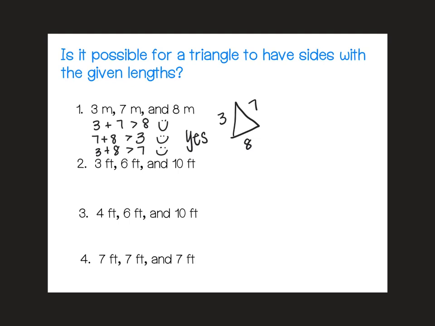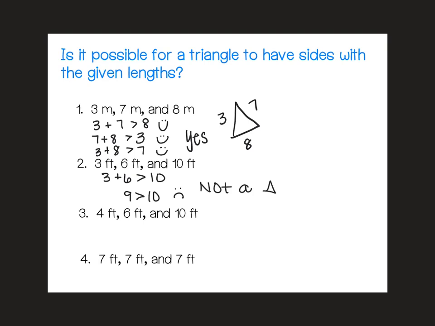The next one, same thing. I'm just going to start off adding the first two together. And it's supposed to be greater than the third. So right here, 3 plus 6 is 9. That's not greater than 10. So this can't be a triangle. So once you get that, you just stop. You put not a triangle.